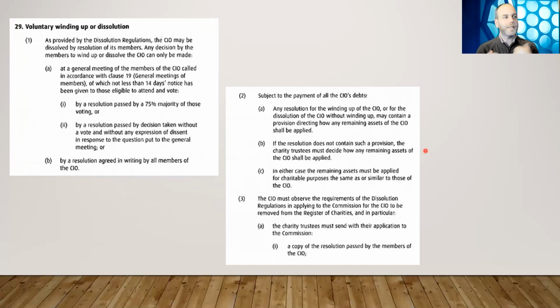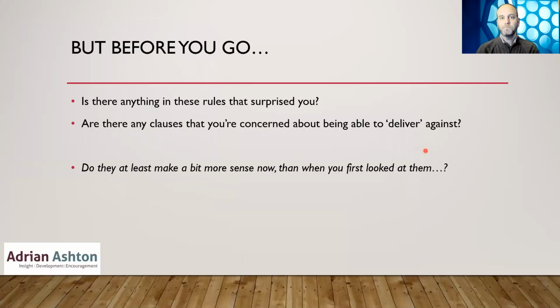So the steps in this clause are that we have a meeting, we consult, we let the regulators know, and if there are any remaining assets, so any money in the bank, any buildings, helicopters, intellectual property, those assets must be gifted on to another charity. They must be protected in purpose going forward.